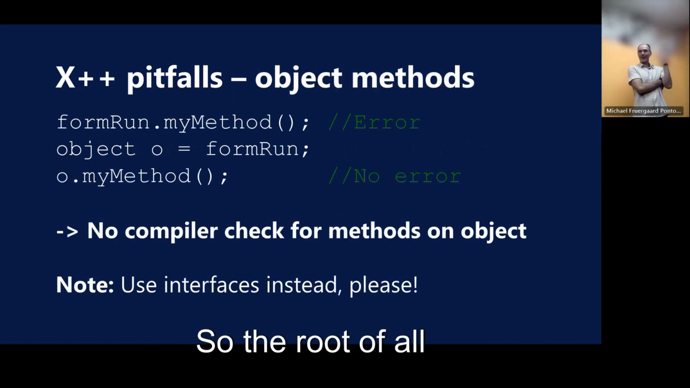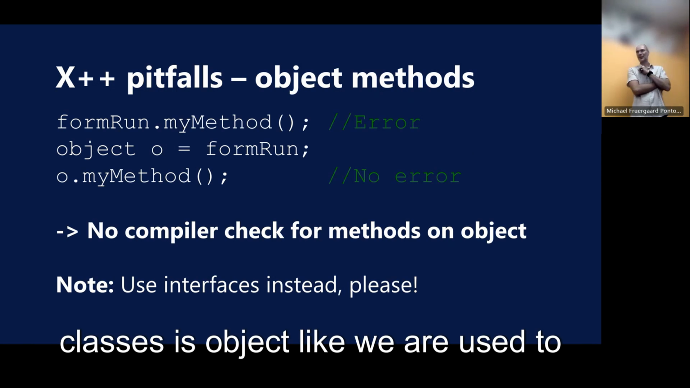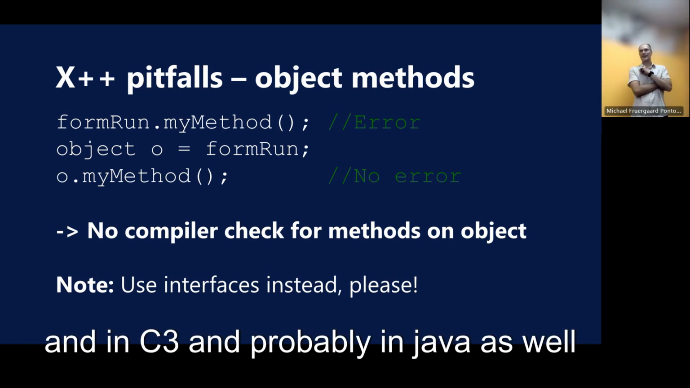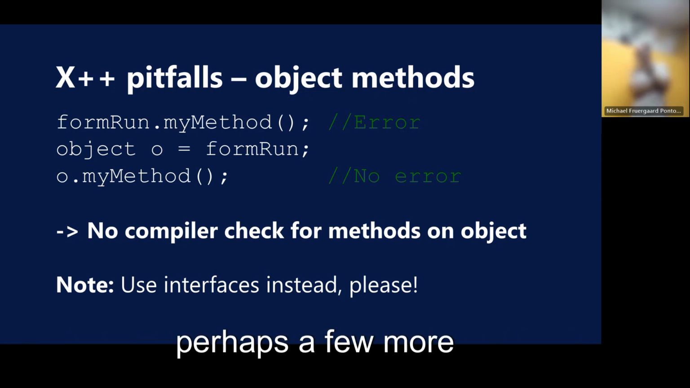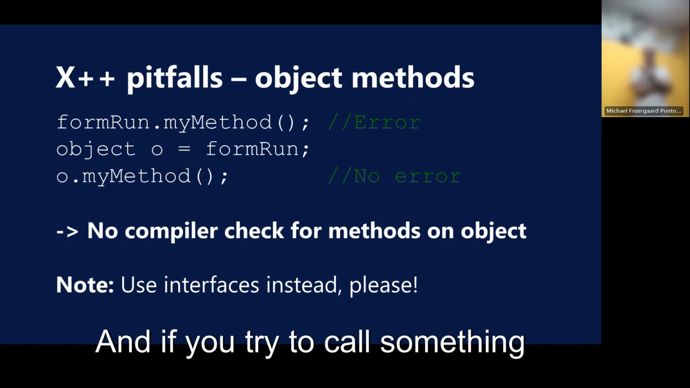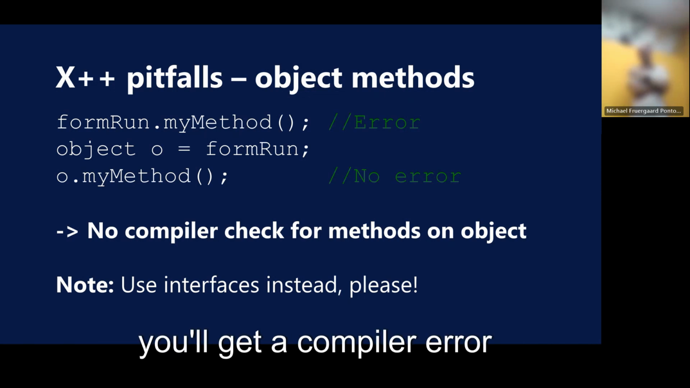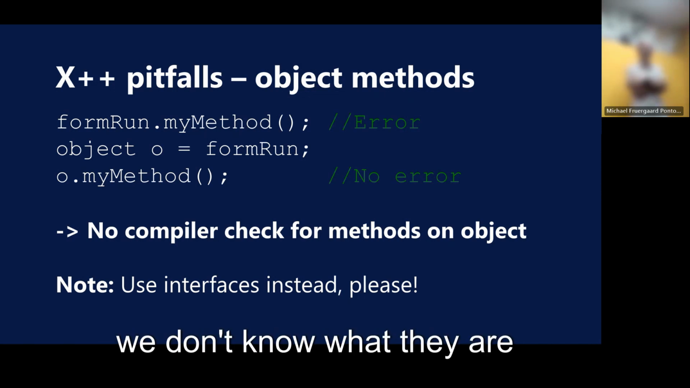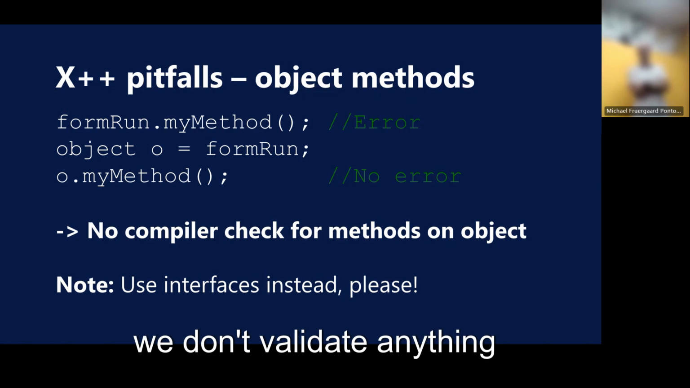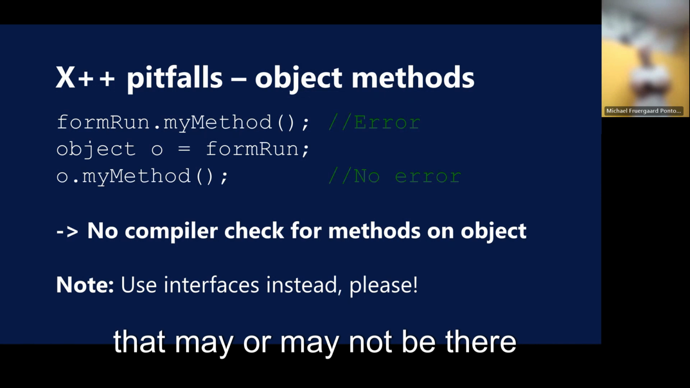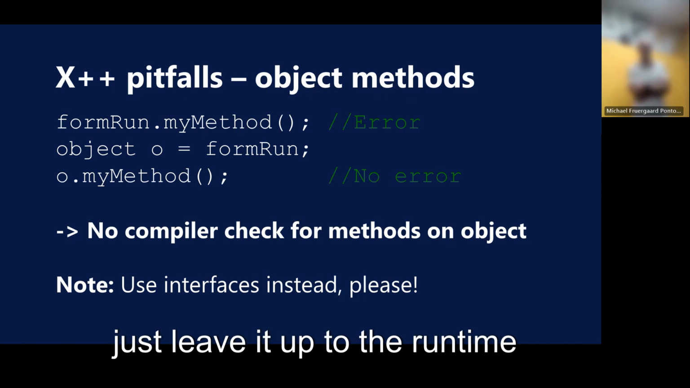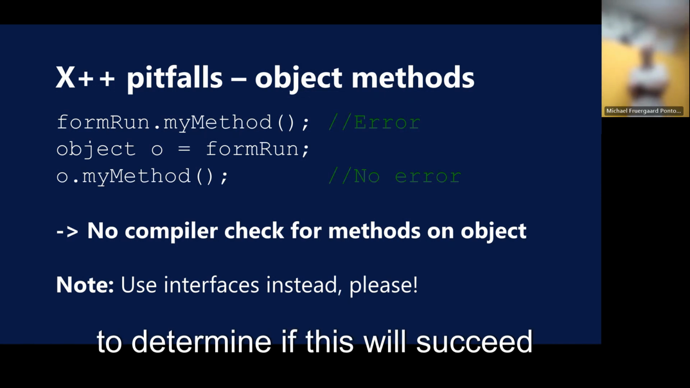Then there's objects. So the root of all classes is object, like we're used to. And in C#, probably in Java as well, there's only very few methods on object. There's toString, perhaps a few more, but that's basically it. And if you try to call something else, you'll get a compiler error, because they're not there. We don't know what they are. In X++, we don't validate anything on object. So if you want to call a method that may or may not be there, just leave it up to the runtime to determine if this will succeed.